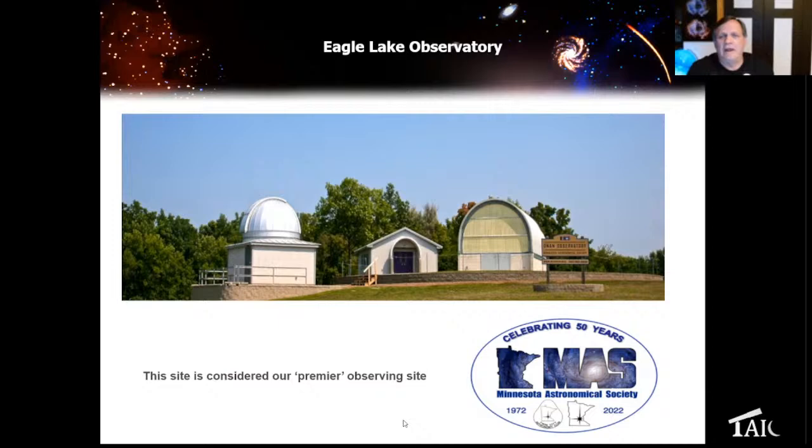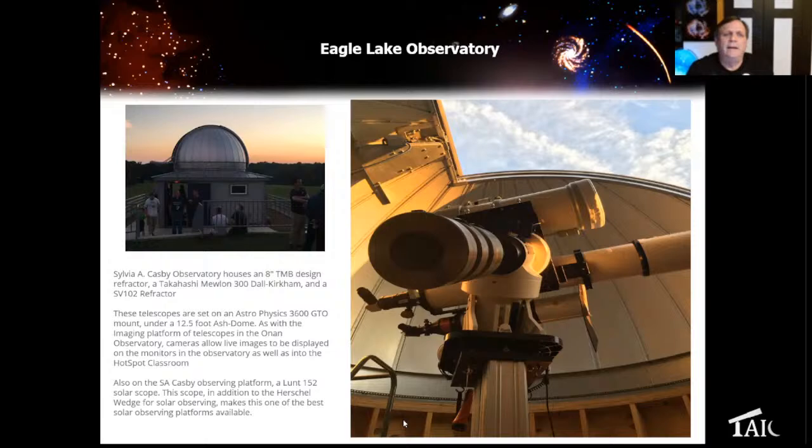And then we have another site that's considered a premier observing site. It's called the Eagle Lake Observatory. It's west of the Twin Cities, near a town called Young America. This observatory houses an 8-inch TMB design refractor, a Takahashi Mewlon 300 Dall-Kirkham, and an SV 102 refractor. These telescopes sit on the Astro-Physics 3600 GoTo mount under a 12.5-foot Ash dome.